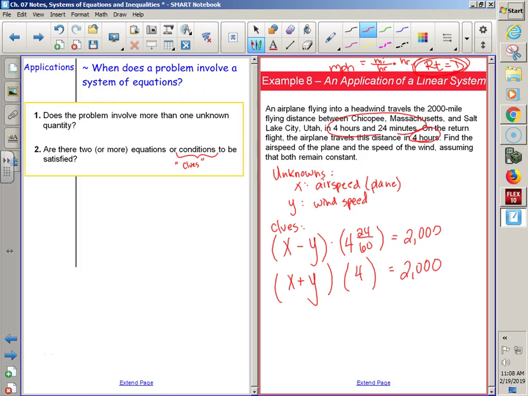Elimination. Nope. Nope. You've got to distribute first. Well, or we could move that to the other side. What do you guys want to do? Do you want to distribute the 4 and the 4 and 24/60ths, or do you want to divide? Let's move it. I like it.